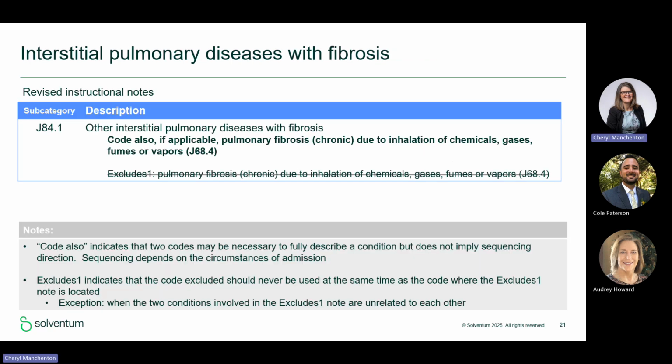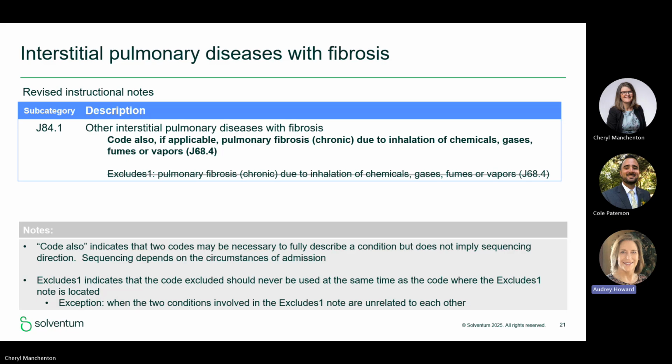Our next topic, Audrey. The change to coding instructional notes is under subcategory J84.1, which is other interstitial pulmonary diseases with fibrosis. The revision involved changing the excludes one note to a code also note. Therefore, both the interstitial pulmonary diseases with fibrosis and the pulmonary fibrosis due to inhalation of chemicals, gases, fumes, or vapors can be assigned when both are present and reportable.